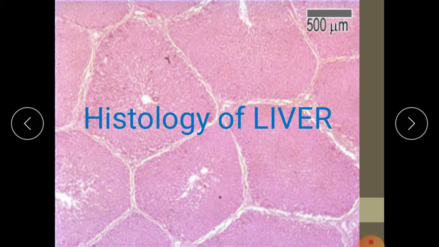So liver is an exocrine gland. It is an exocrine gland, you know it. It has a duct called bile duct through which its secretion is secreted into the duodenum, where the food is mixed with the bile juice. That bile juice is coming from the liver.